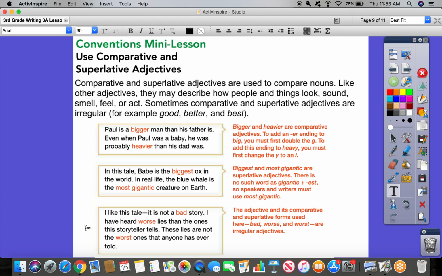Finally, I like this tale. It is not a bad story. I have heard worse lies than the ones a storyteller tells. These lies are not the worst ones that anyone has ever told. The adjective and its comparative and superlative forms used here, bad, worse, and worst, are irregular adjectives.